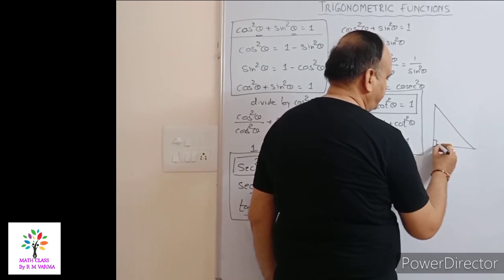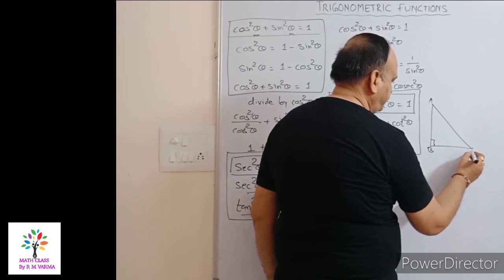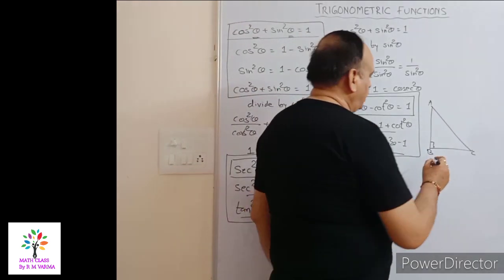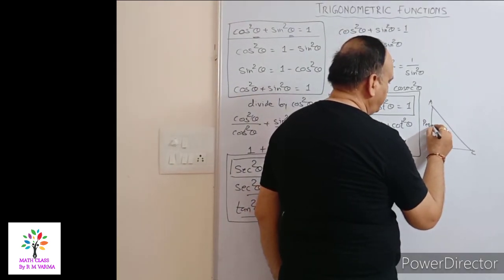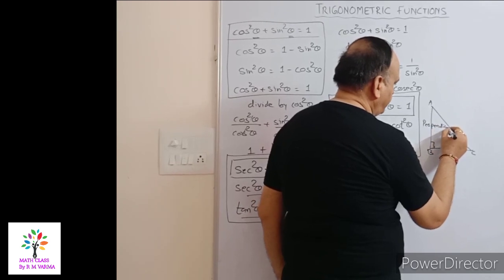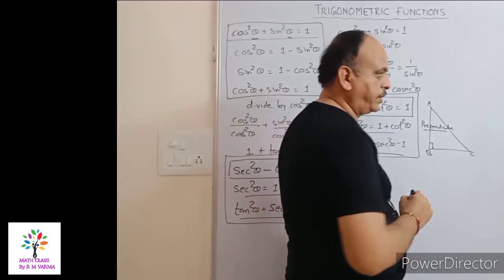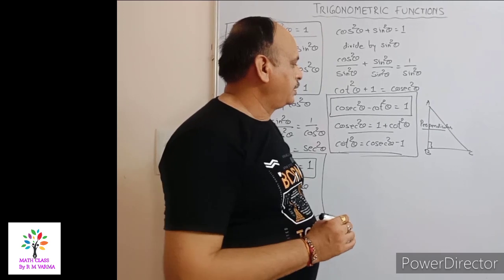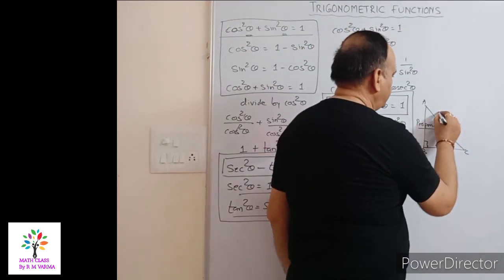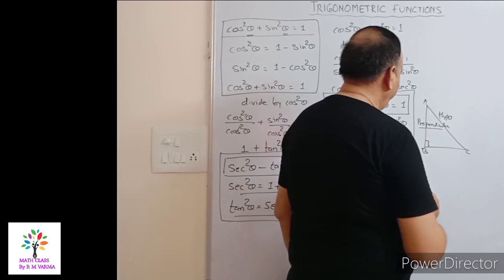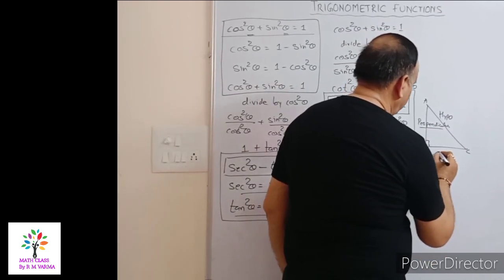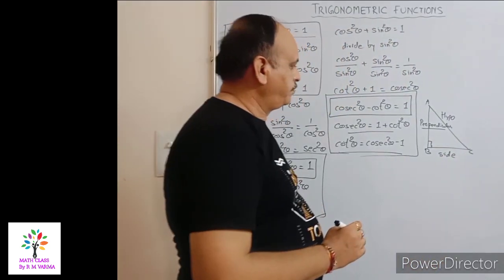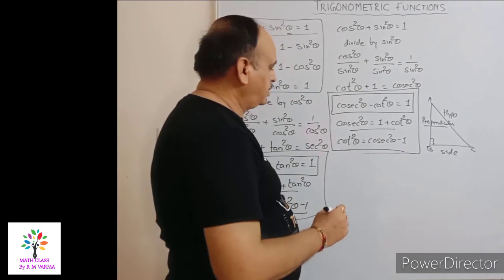This is right angle triangle. Call it as ABC. Right? And this is perpendicular. Right? Or sometimes it is called height also. This is hypotenuse. And this is side. Right? Now, I will write down something, a sentence.